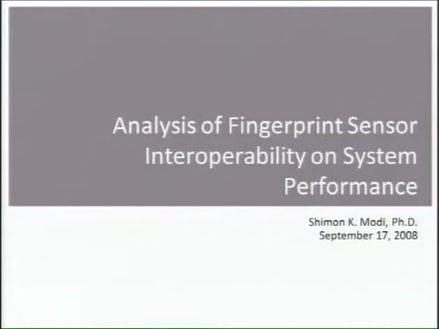So today my talk will concentrate on analysis of fingerprint sensor interoperability on system performance, and this was part of my PhD dissertation work. And actually, Professor Bertino was one of the committee members on my PhD work, so this will be a recount for her.